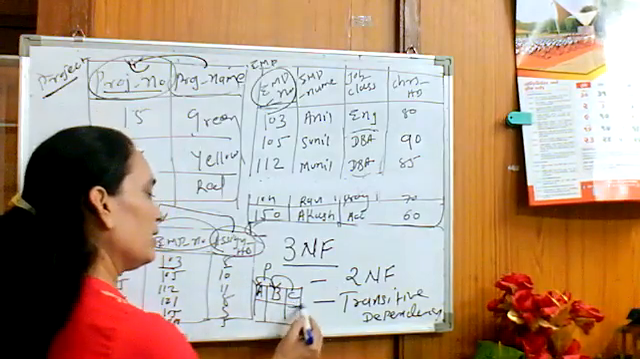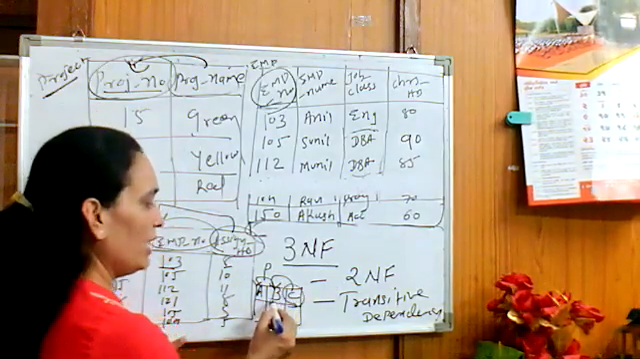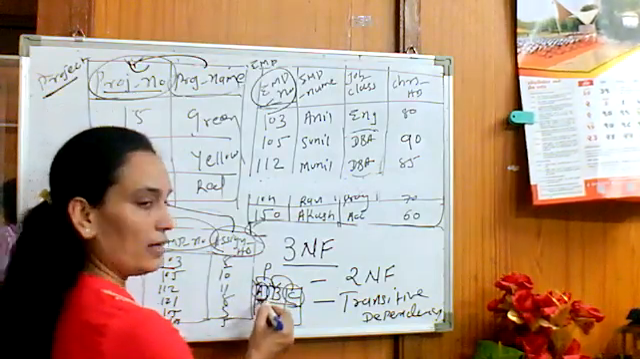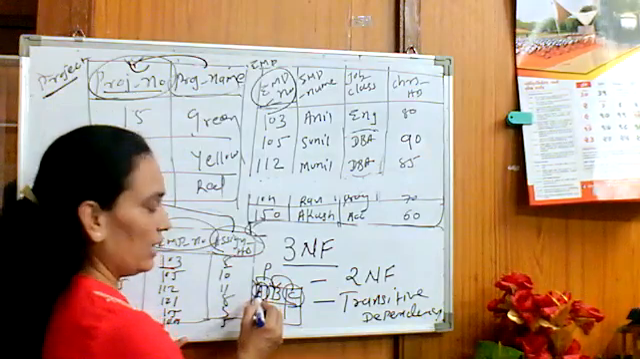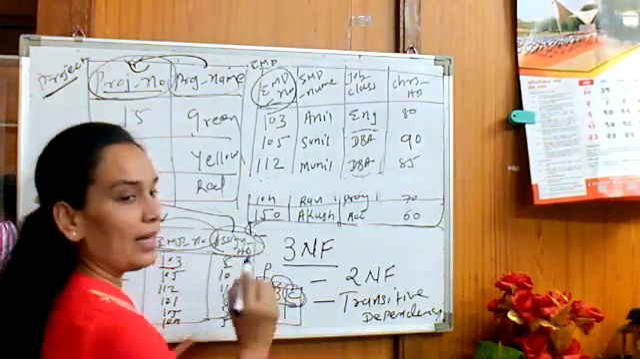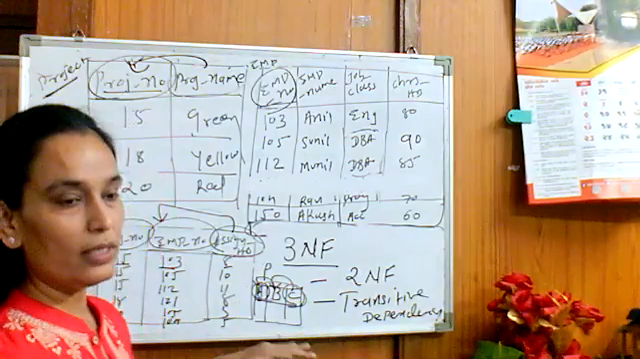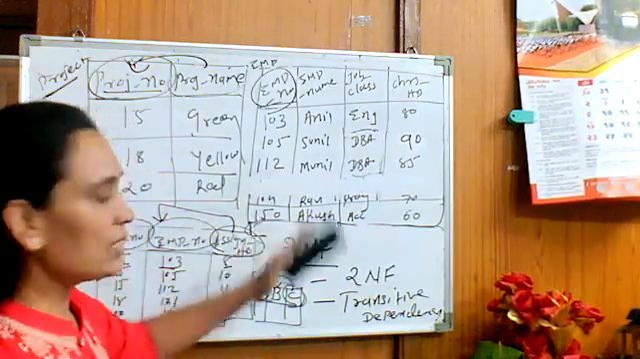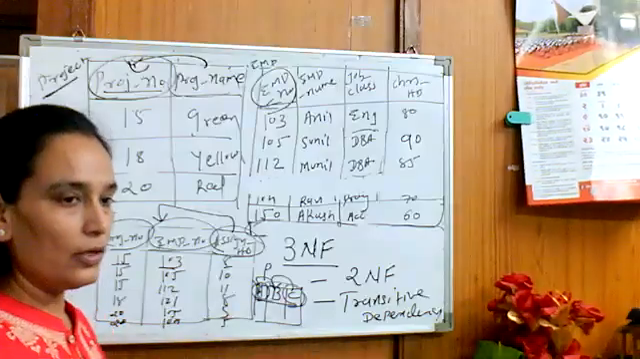So C is dependent on B. B is not a primary key. Our primary key is A. B is dependent on A. So there is one indirect dependency. So it is called transitive dependency. So we have to check whether these tables are in second normal form or third normal form.